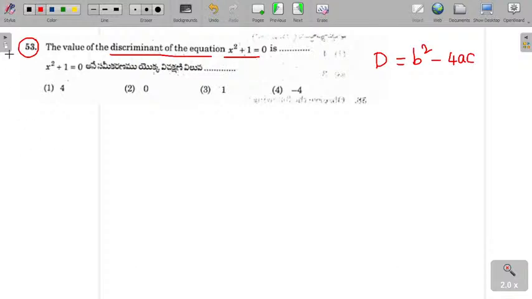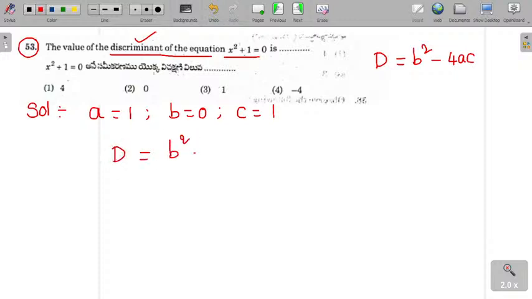So that means, my dear students, here the solution follows like this. Here a is equal to the coefficient of x square, 1. Here b is absent, so 0, whereas c is equal to the constant term, that is 1. Now we need to find the value of the discriminant. Discriminant D is equal to b square minus 4ac. So let us substitute the b value, a value and c value. That will be 0 square minus 4 times 1 times 1.